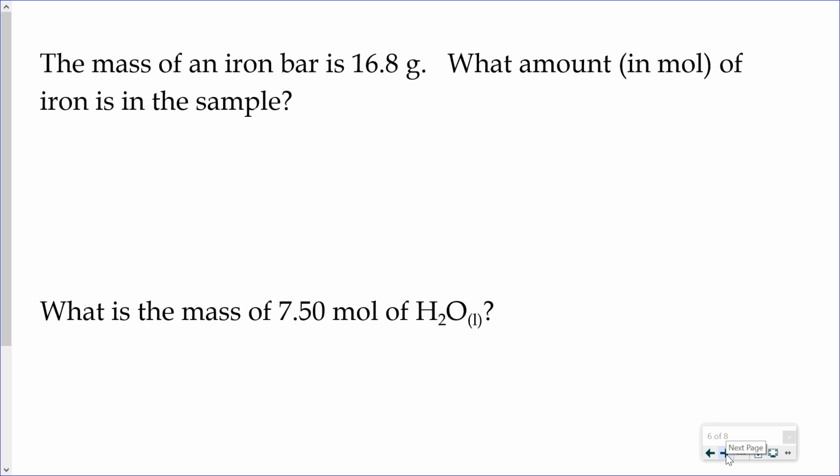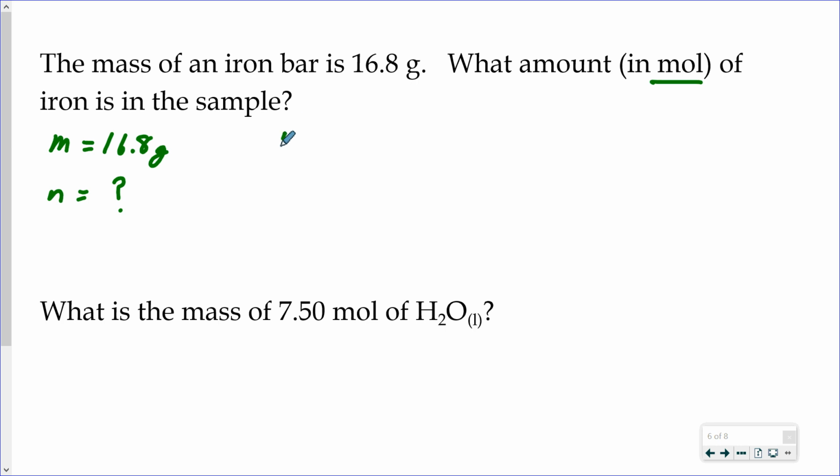So let's do some calculations using that formula now. If we have a mass of an iron bar, which is 16.8, what you should get into the habit of doing is writing everything down. So what is our given information? We are told the mass. It's 16.8. So we're going from the word equation that we have, and I'm just simplifying it a little bit. What amount in moles of iron is in the sample? So that's what we're trying to figure out, how many moles we actually have.